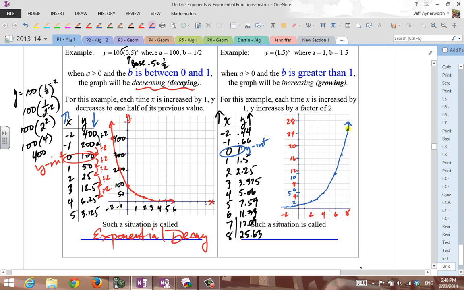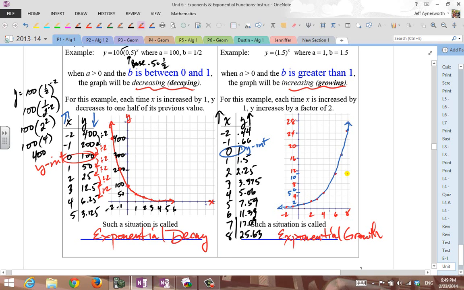And it's a growth function. As x increases, so does y. They increase together. So this situation is called an exponential growth function. Let's write that down. Exponential growth. The y values get bigger as x gets bigger. That's an example of a growth function or an increasing function.